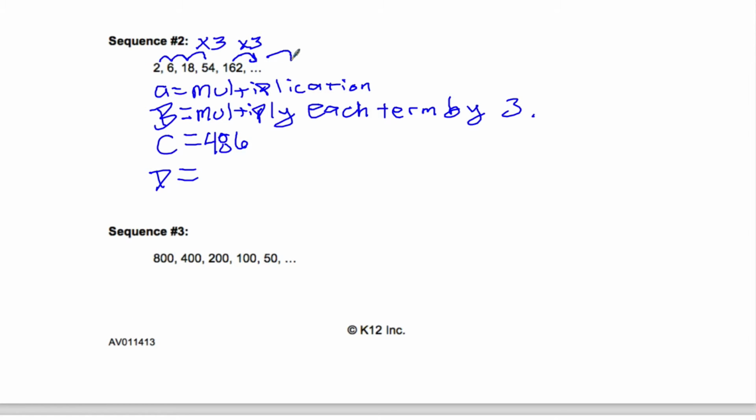Okay, and then it wants the 10th term in the sequence. And all you have to do is just keep multiplying everything times 3. So times 3 times 3 times 3, and you'll see it just keeps getting bigger and bigger and bigger. And when you get to the 10th number, wherever that is, then that's what goes in here. Okay, so that's how you do the first section.